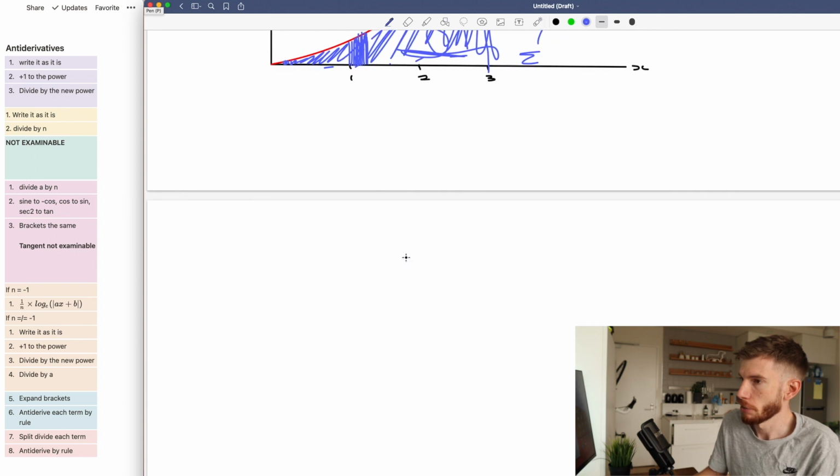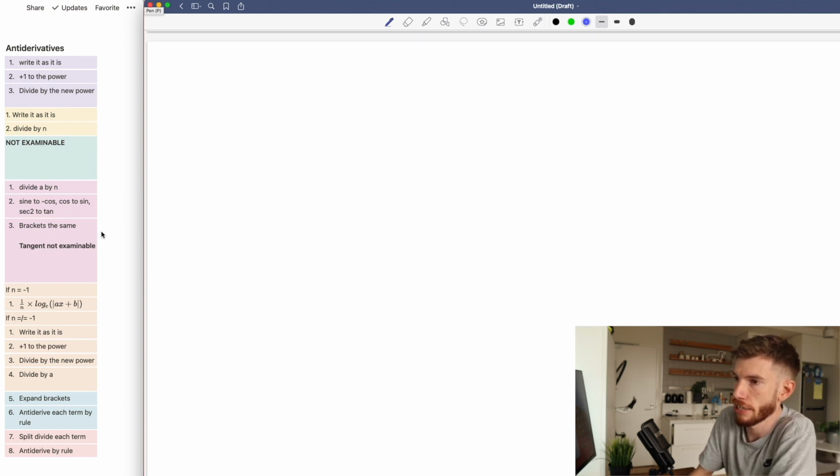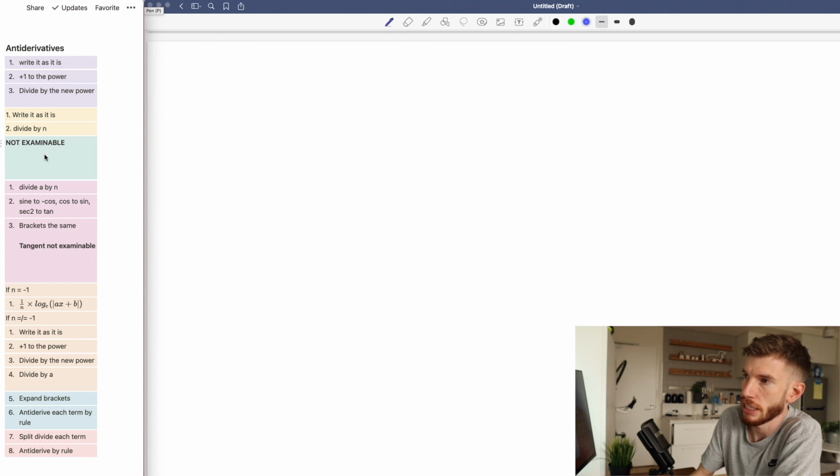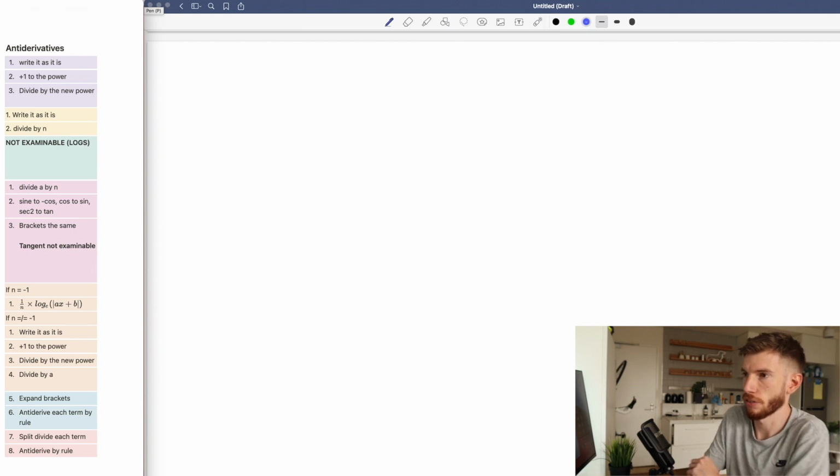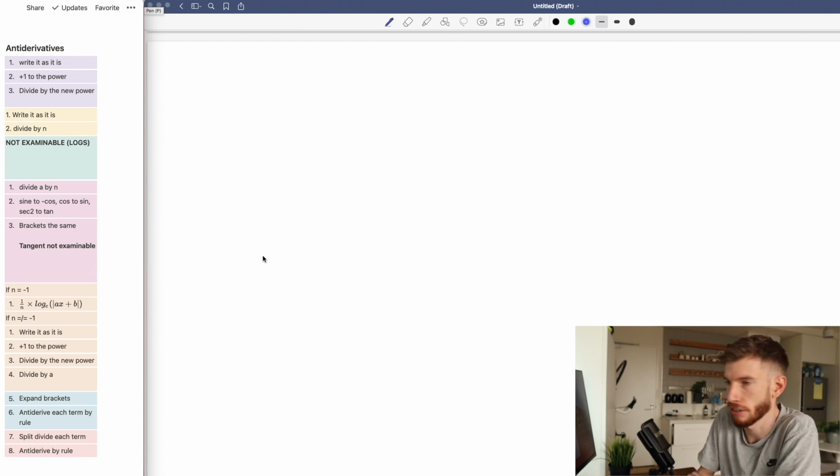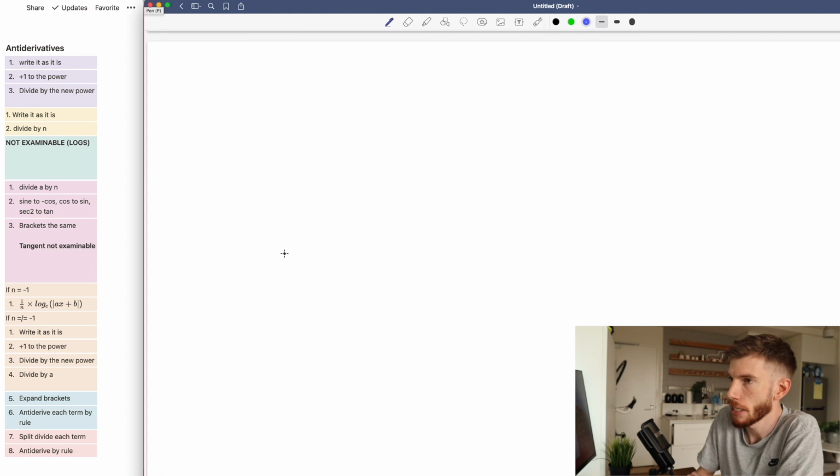And so if we come into the rules, you can see I've got on the side here from some notes the different methods that I use for anti-deriving different rule types. I will point out this one here is for logs. So at least in VCE Methods, we don't have to worry about anti-deriving log functions unless you're doing things by recognition.